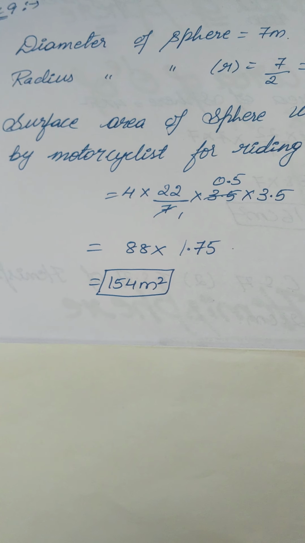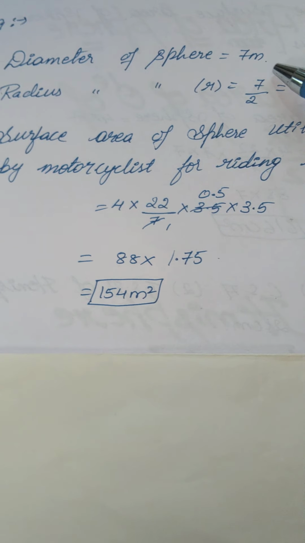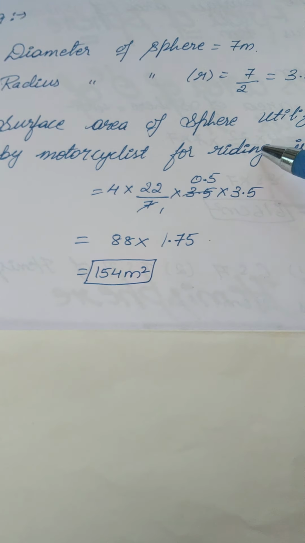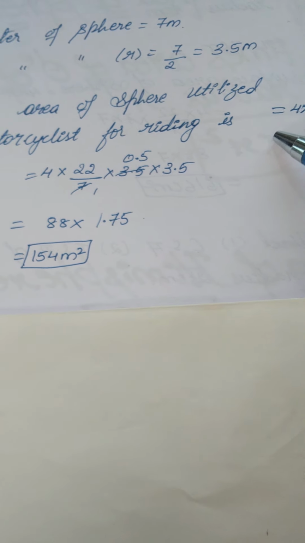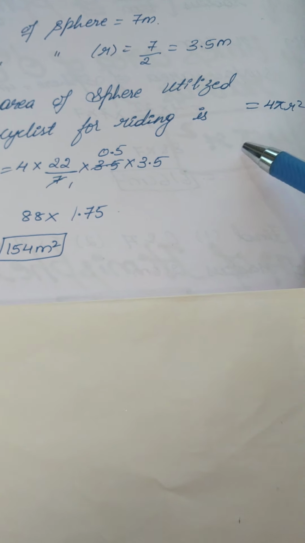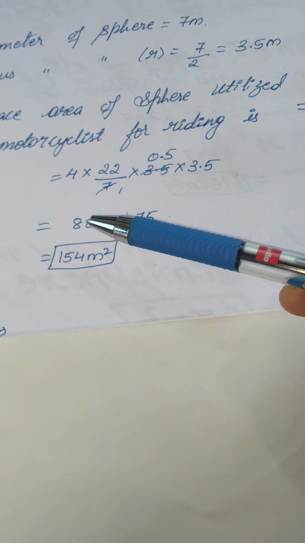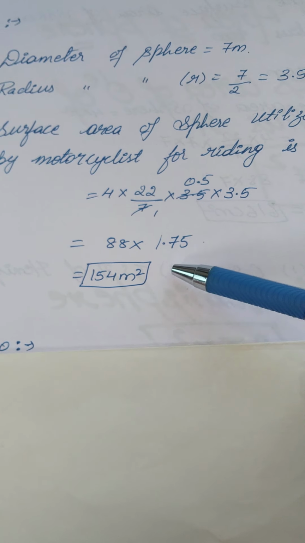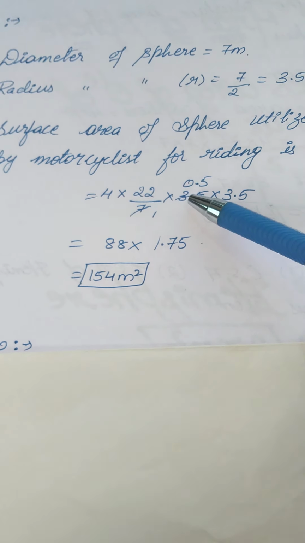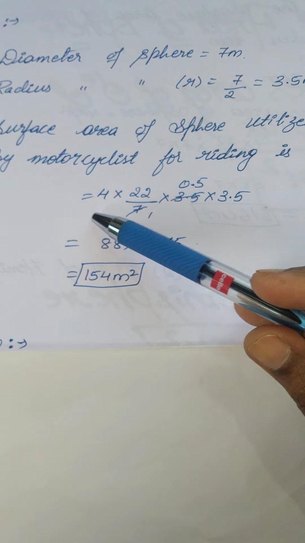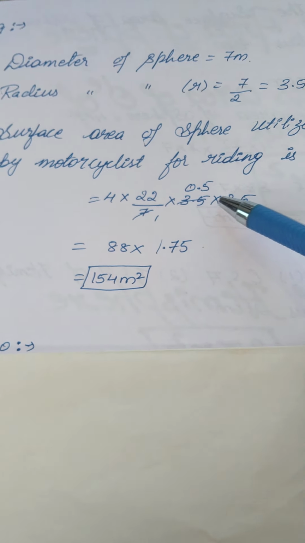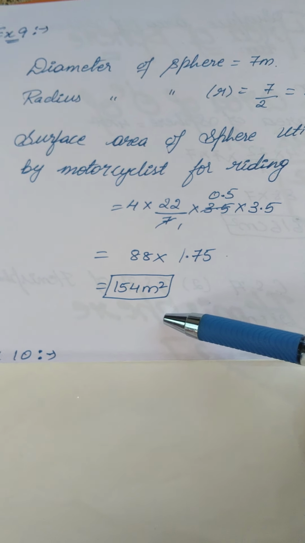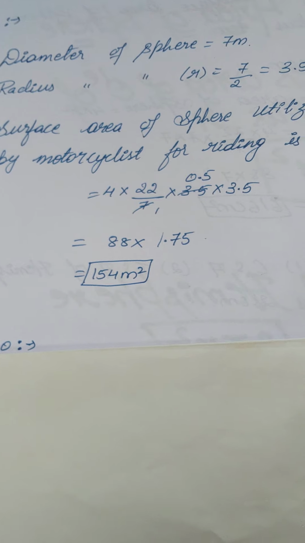So coming to the solution, diameter is 7 meters, radius is 3.5 meters. Surface area of the sphere utilized by the motorcyclist for riding is 4 pi r square. 4 into 22 by 7 into 3.5 into 3.5. 7 ones are 7, 0.5s are, and 22 into 4 becomes 88. 0.5 into 3.5 becomes 1.75, and the answer is 154 meters square.